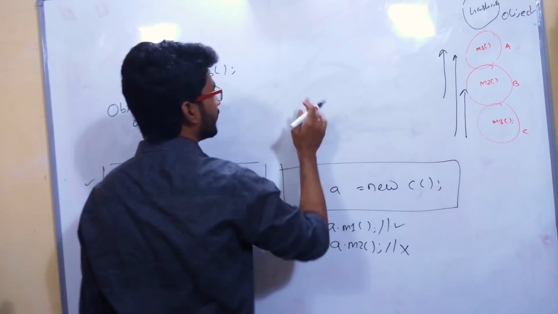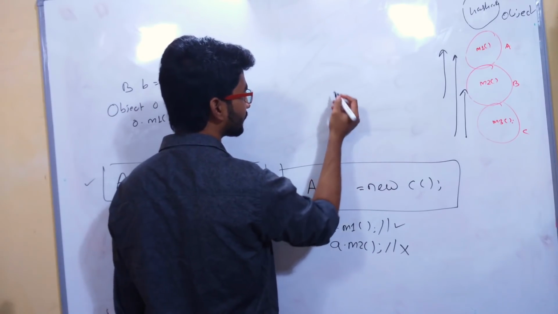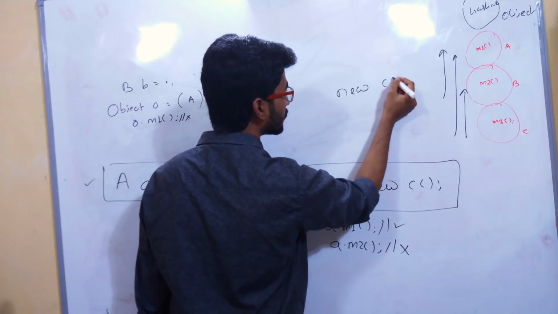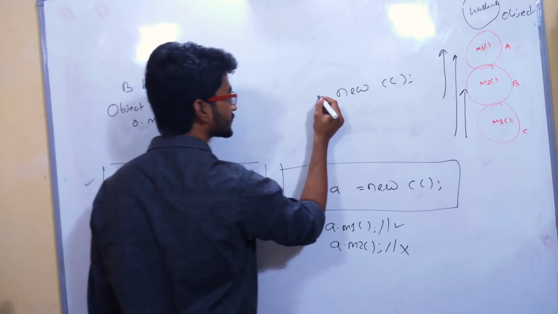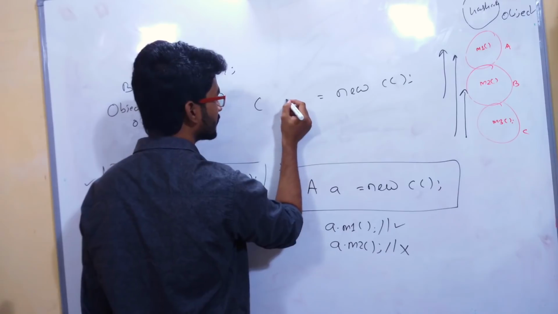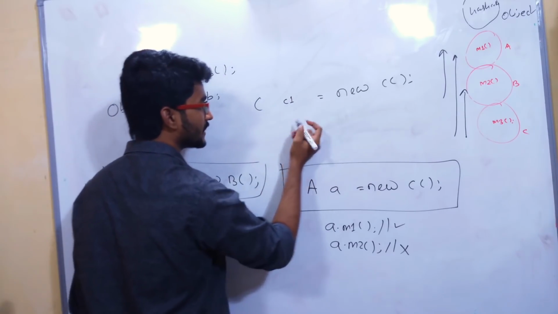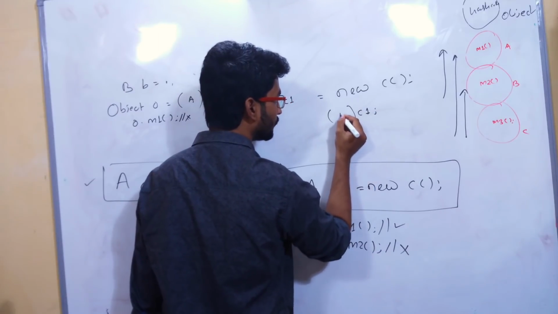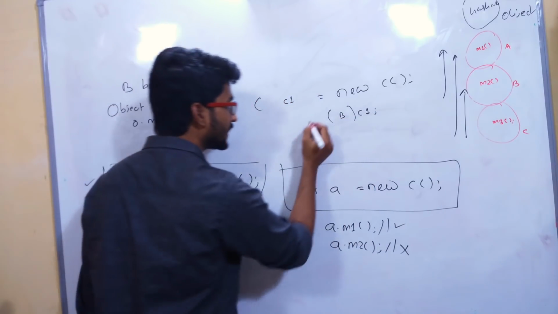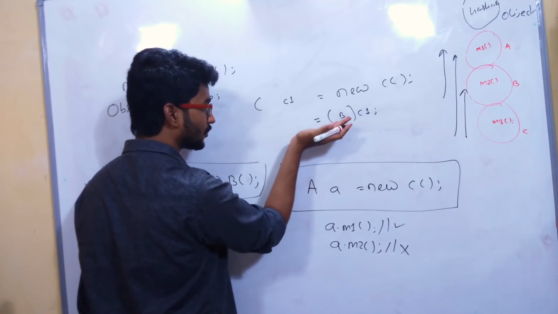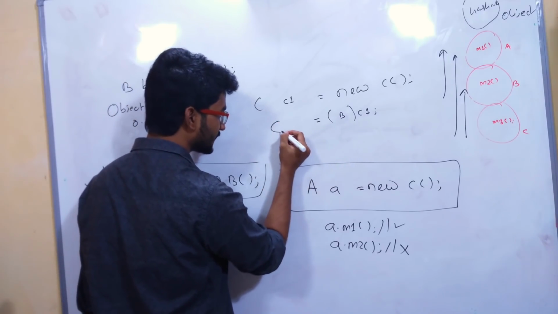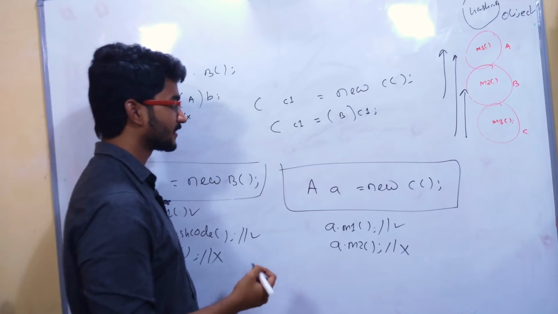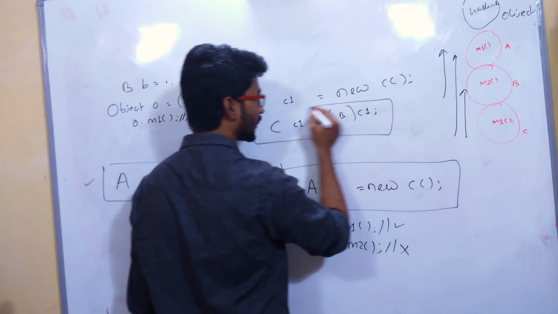Let's say I want to store this C class object. Let's say C1 equal to new C. Now I want to cast this C1 object into B type. No problem. Right now I'm storing it in the C class reference. Just think, is this piece of code valid or not?